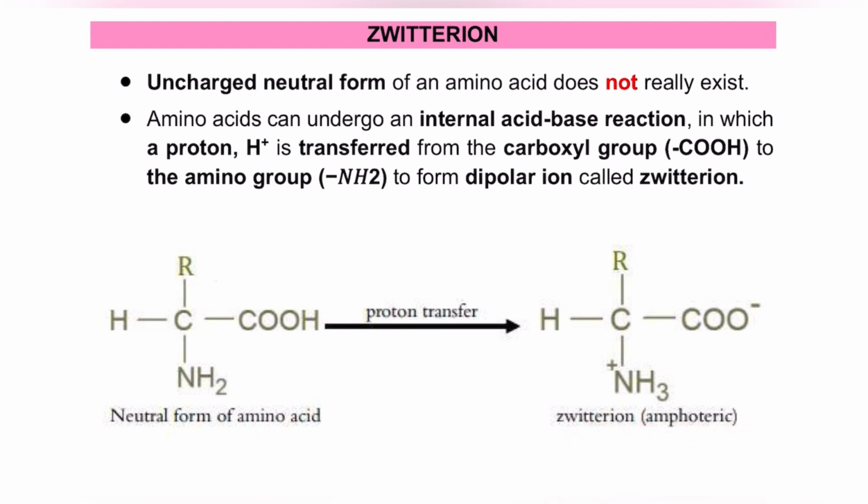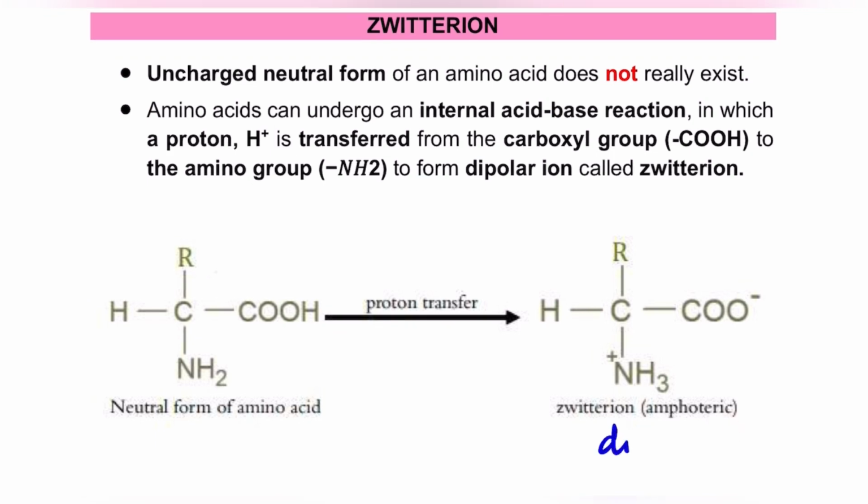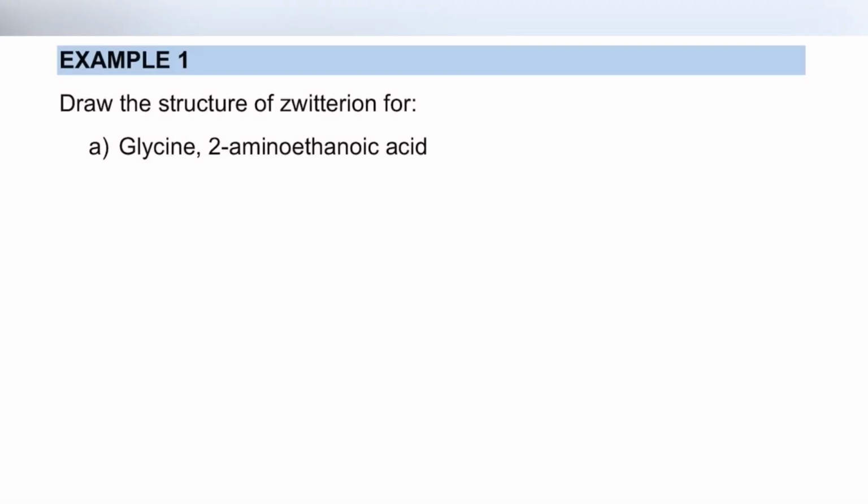Zwitterion is a dipolar ion. Dipolar means both positive and negative charges are in one compound. So this is the meaning of Zwitterion. Since you already know how to detect the structure of Zwitterion, now we are going to show you how to draw the structure for Zwitterion based on several amino acids.